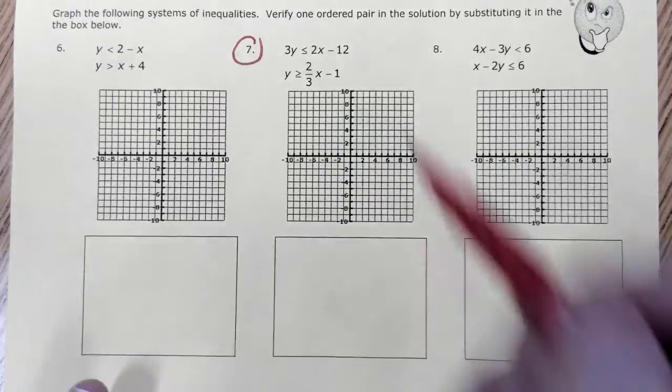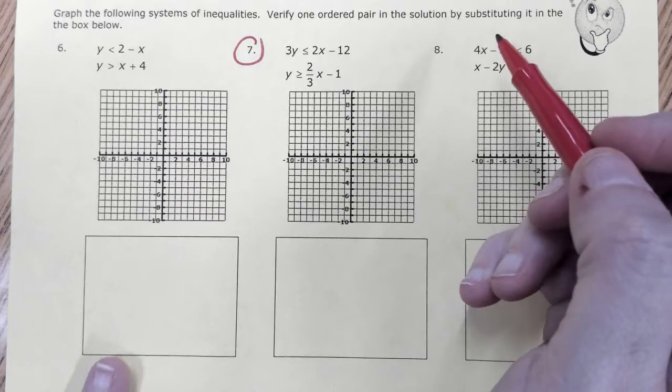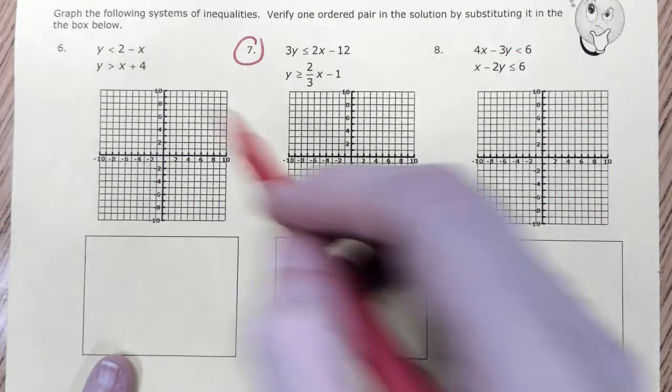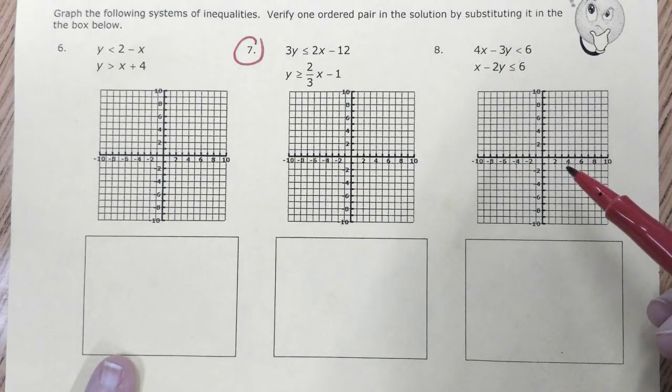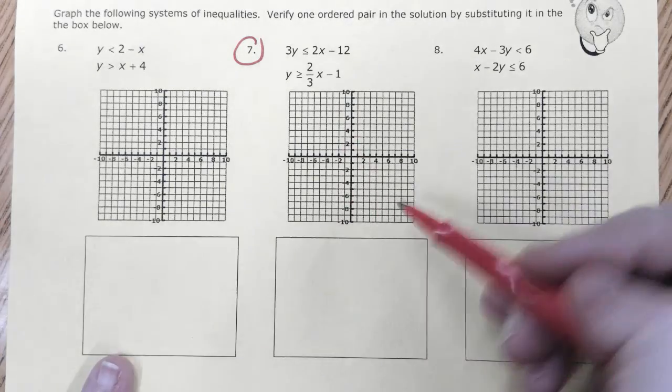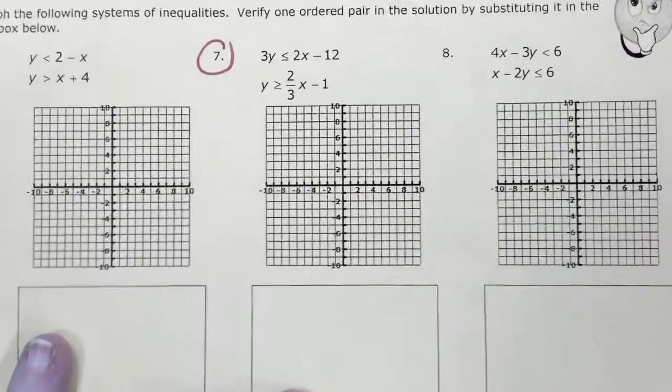Okay? I also said that I would do number 7. So let's take a look at number 7. It says to verify one ordered pair by substituting into the box below. I'm not really concerned about that. I'm concerned about you graphing the inequality. This one has kind of a special looking answer, so let's take a look at it.